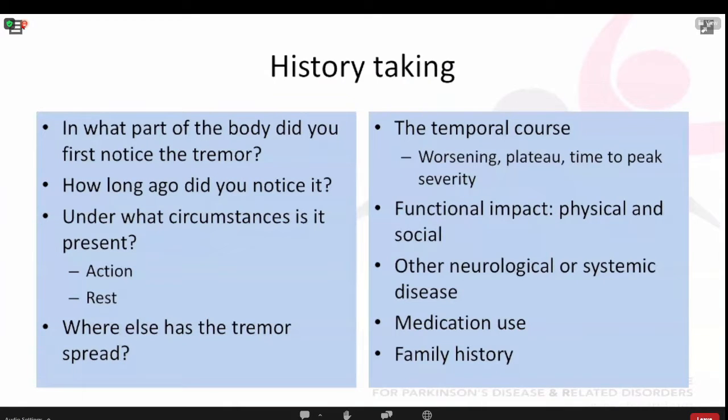And this is for the history taking scope that can lead you to the tremor consensus that we will talk about later. You might get from the history the part of the body that has tremor, how long you noticed it, the circumstance like action or rest, where the tremor spreads, the temporal course of the tremor, whether it impacts your physical or social life or not, and whether you have other neurological or systemic conditions, other medical use, or family history.